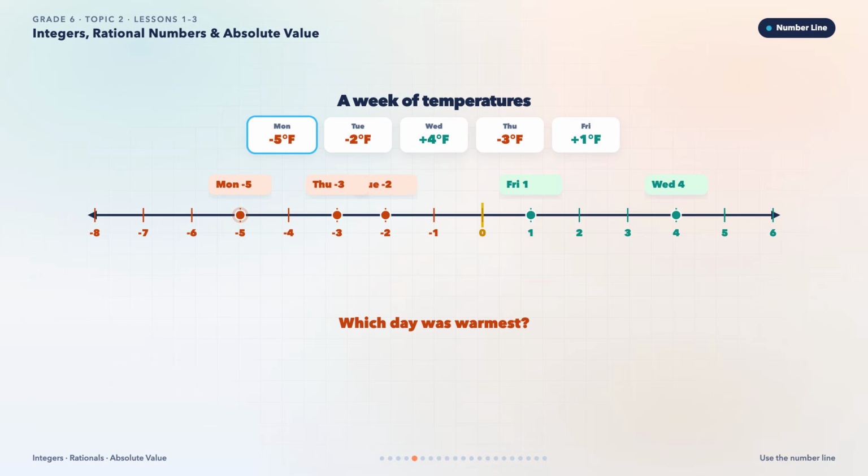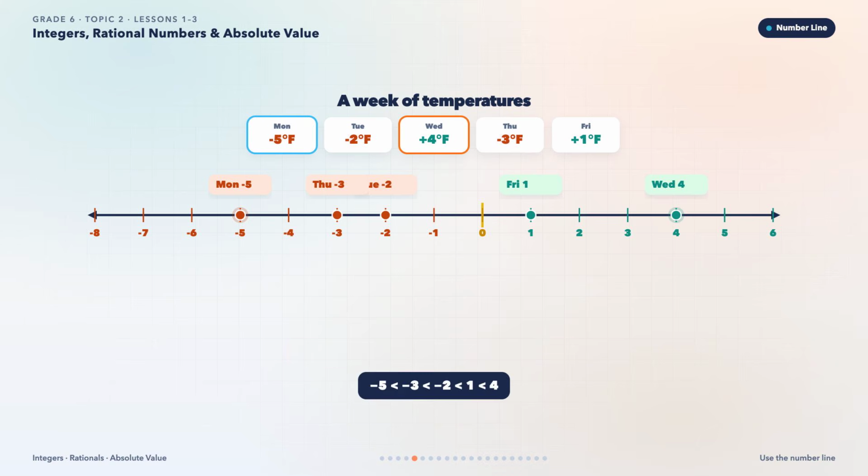Which day was warmest? 4 is farthest right. Wednesday was warmest, at 4 degrees. Least to greatest: negative 5, negative 3, negative 2, 1, 4.